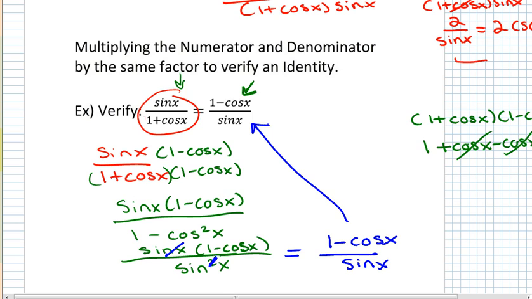So basically, I just took this term here and multiplied it by both sides, the top and bottom, or the top numerator and denominator here, and I was able to get what I wanted to end up with. So let's try another one.